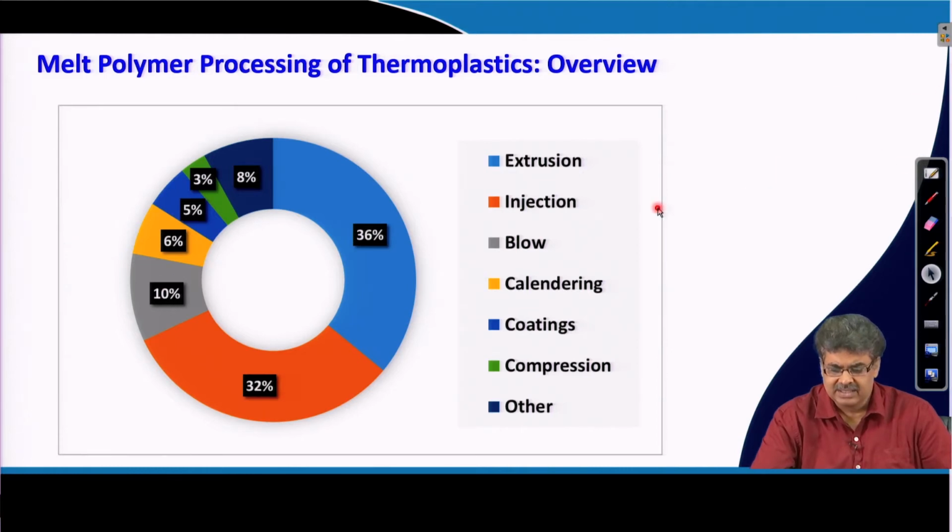This is basically the extent to which different products are formed. Most of the products are formed either by extrusion or by injection molding. Some products are formed using a process called blow molding, and there are other molding processes which are responsible for other types of product formation. So, we will talk mostly about a few of these important processes like extrusion, injection molding, blow molding and so on.